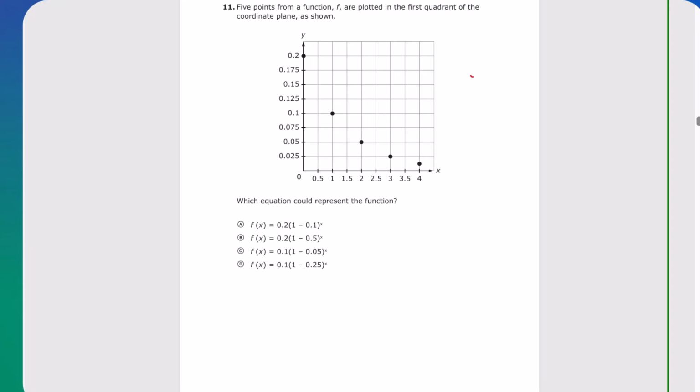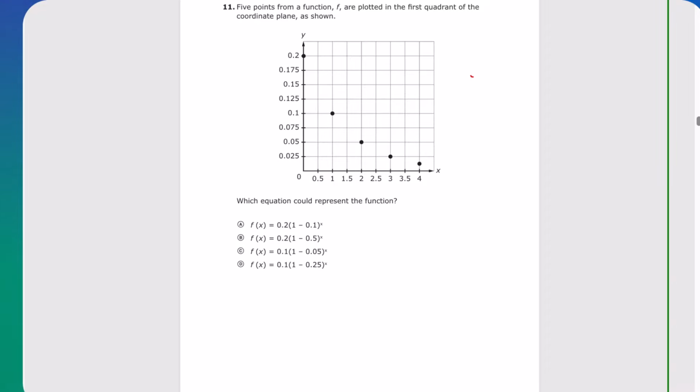In this lesson, we continue with Part 2 of your Algebra 1 EOC review, covering questions 11 through 24. We'll go slowly, explain every idea, and help you understand the reason behind each answer. Let's begin. We are told that 5 points from a function are plotted in the first quadrant.